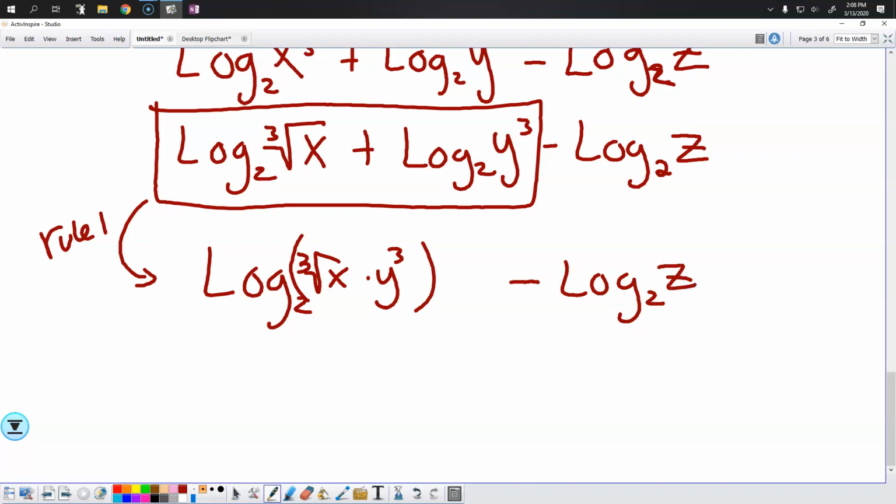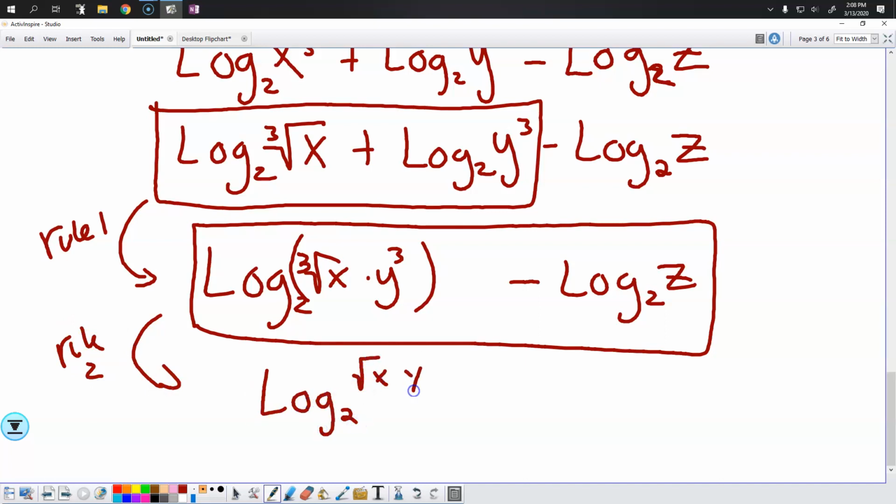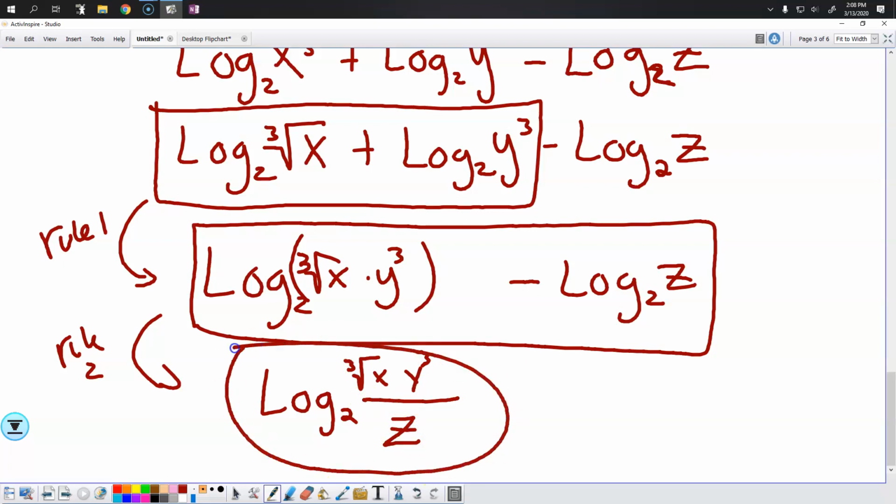Do I have one logarithm yet? No. So how can I get these two to be combined? Cancel? No. Not Rule 1. Rule 2, right? And it's dividing. You're right. All right, so Rule 2 says that we take this log here, the cube root of x and the y cubed, and we put those on top and we put that one on the bottom. So that was a crazy problem, but we are officially done.